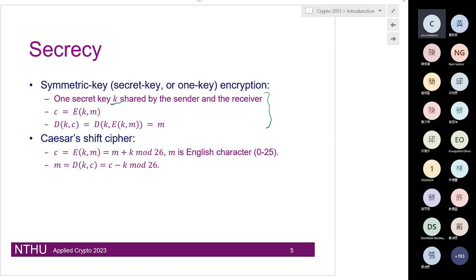One of the very old and ancient ways of encryption is the Caesar shift cipher. I think it is at least 2,500 years old. For us now it sounds very naive, but back then it was a very good one.